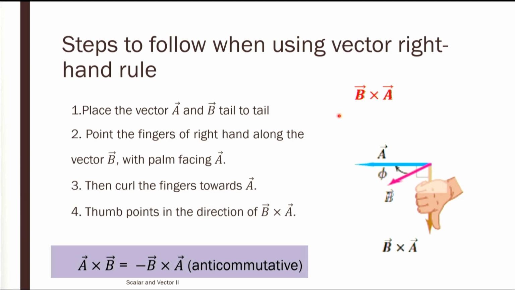So we can therefore say that A cross B is the same as B cross A, but with a minus. So they are anti-commutative. You remember earlier that we said the dot product of two vectors is commutative. That is, A dot B is the same thing as B dot A. But for the cross product of vectors, A cross B equals minus B cross A.